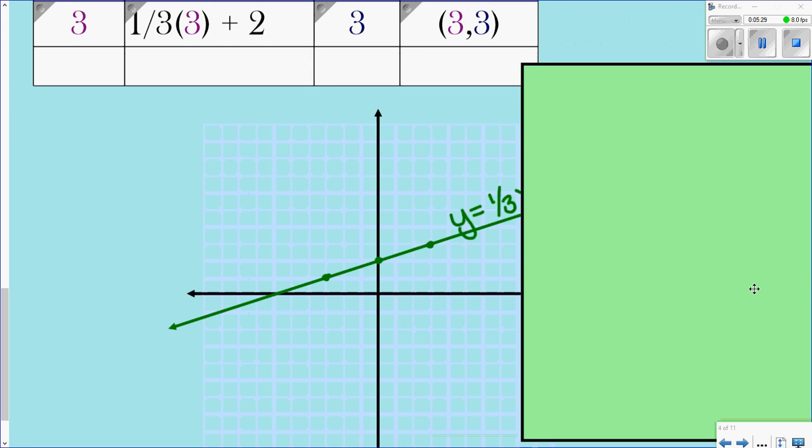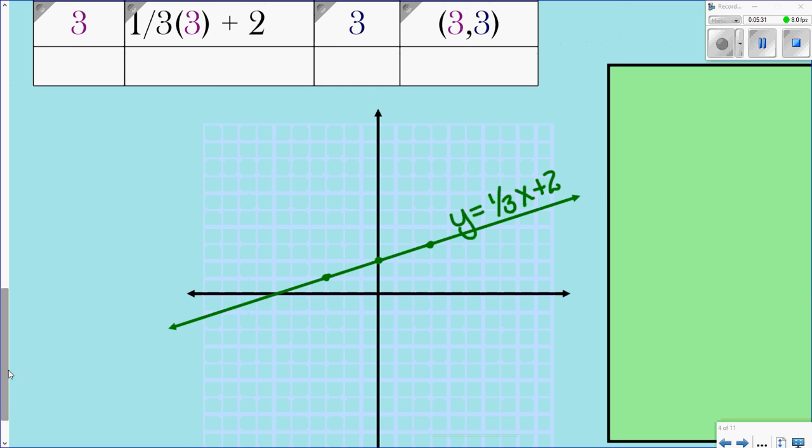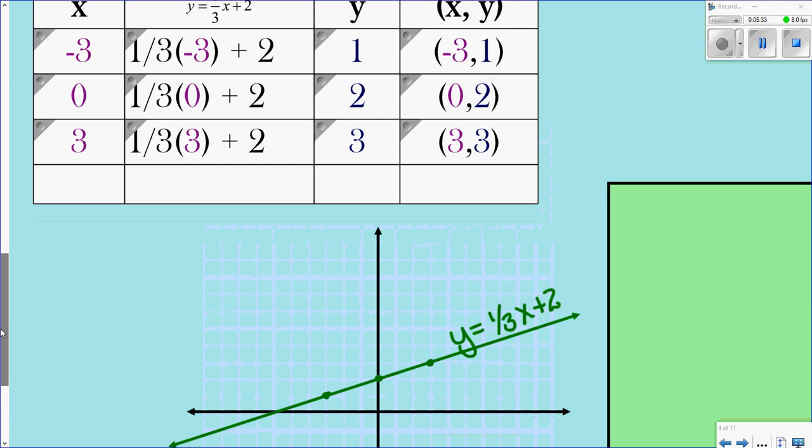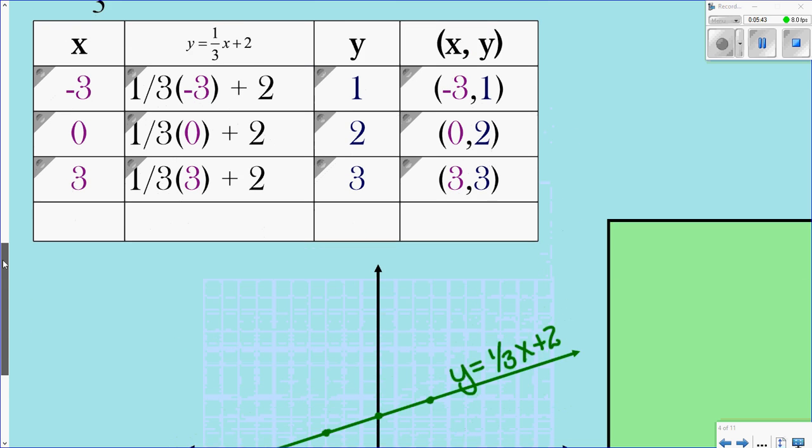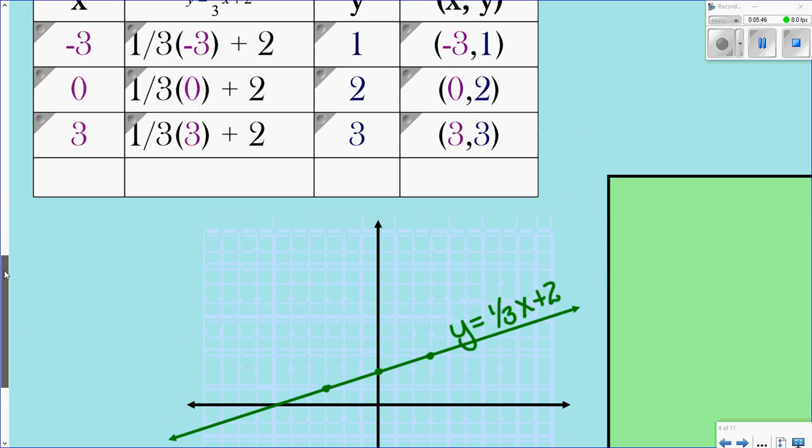So I'm going to move the graph. You see the green dots? Those are my points that I found by choosing my x and finding y. And then I connect them, made my line, labeled it, and that was it. So that's how you graph the equation of a line.